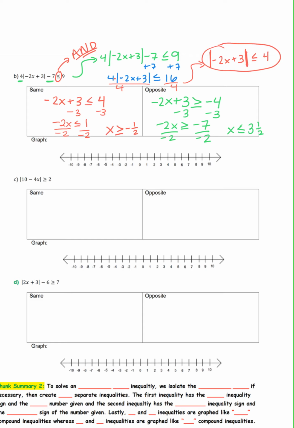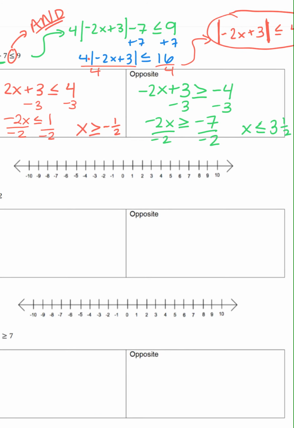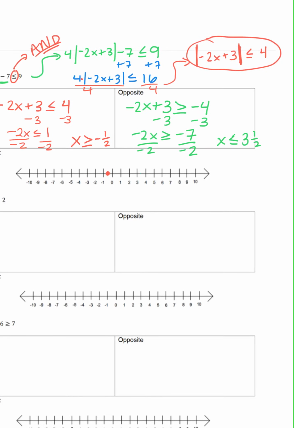So I know my arrows are going to overlap. I'm going to go to negative 1/2, which falls in between 0 and negative 1, and it's going to be a closed circle. And then I also know that it's going to be a closed circle at positive 3.5, which is in between 3 and 4. And then I know that x has to be bigger than negative 1/2, but smaller than 3.5. So you should have arrows that overlap each other just like that.